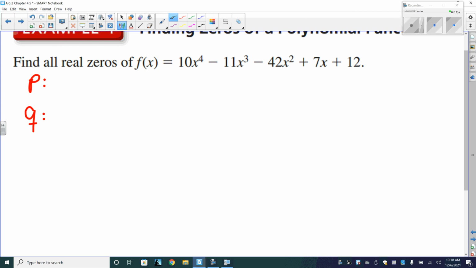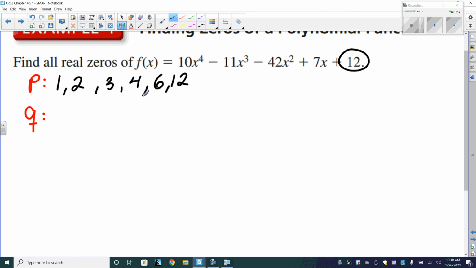Let's find our possible rational zeros first, and then we'll find the solutions. So if we look at this here, we're looking for the factors for p, the factors of the constant term. So we're looking at 12. So we have 1 and 12, 2 and... so those are all the factors of 12, yes?